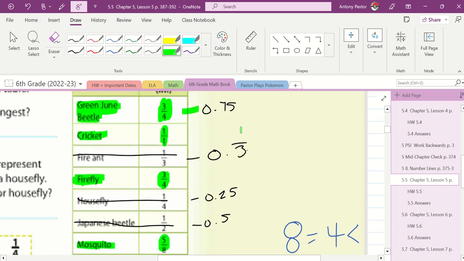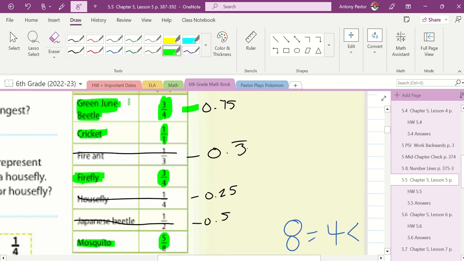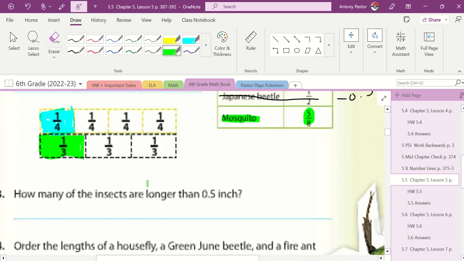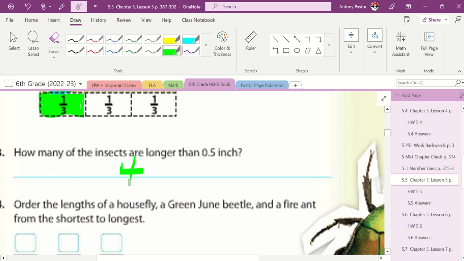So the insects that are longer than half an inch are as follows: green June beetle, cricket, firefly, and mosquito. Therefore, there are 4 insects that are longer than 0.5 inches.